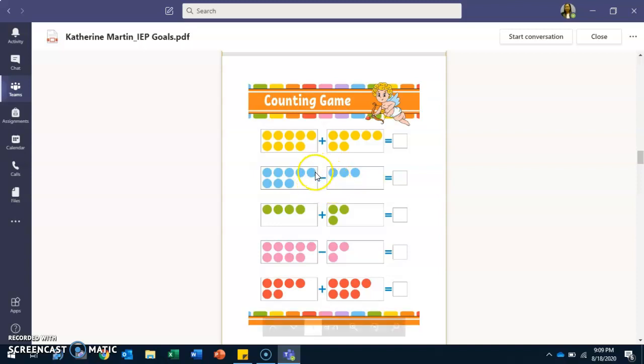If it looks like this, it means subtract. That means you are going to take away. So, for example, how many blue dots do you have? Let's count. 1, 2, 3, 4, 5, 6, 7, 8. You're going to write the number 8 under this box. This symbol means minus. How many blue dots? 1, 2, 3. So you're going to put the 3 right here.